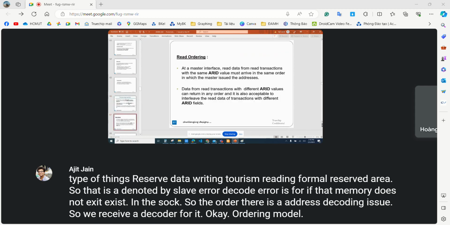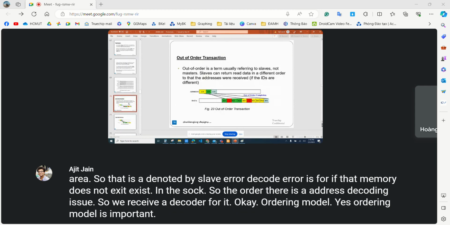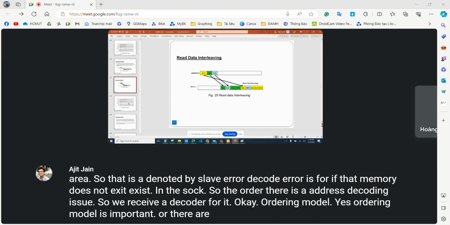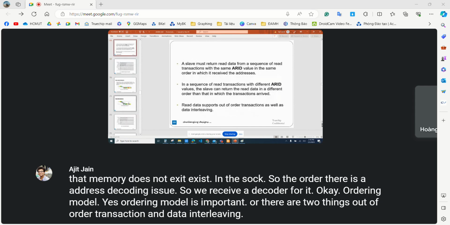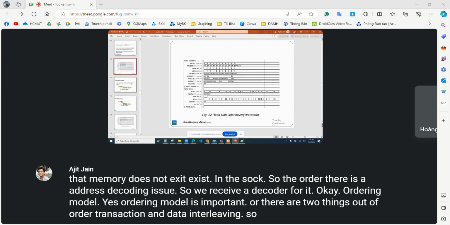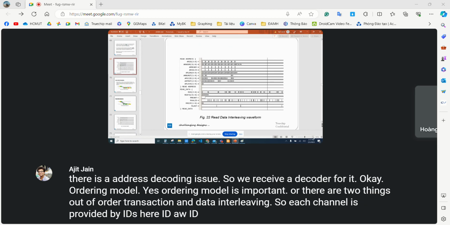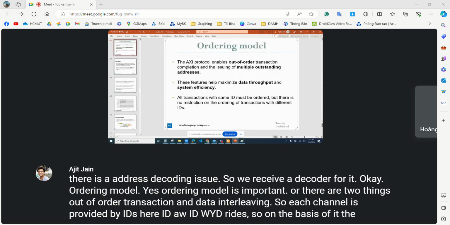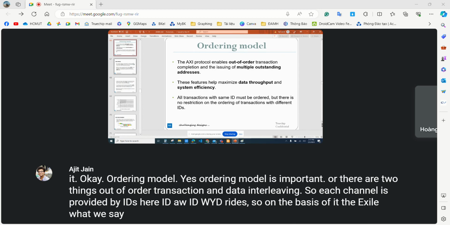Ordering model, yes. Ordering model is important. There are two things, out of order transactions and data interleaving. Each channel is provided with IDs: AR ID, AW ID, WID, RID. On the basis of it, AXI has the ability to send out of order transactions. Okay.